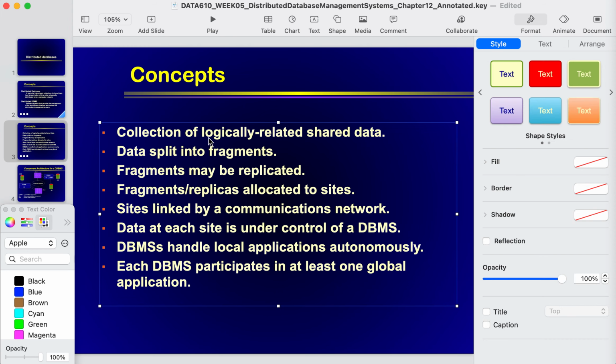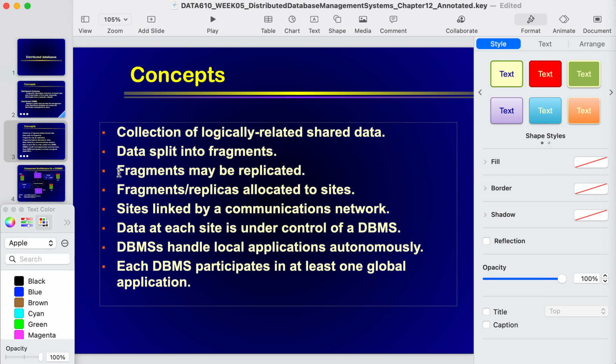There is a collection of logically shared data. The data is split into sections or fragments. For redundancy, the fragments may be replicated. When we have a database management system, usually the files, the data, the tables that we have are replicated at least 3 times to make sure that we are resilient in a time of failure. If any of the disks fail, if data is lost, then we have 2 backups to recover from at least.